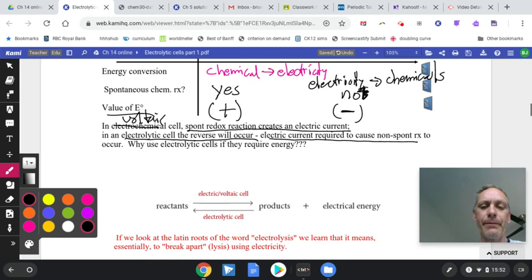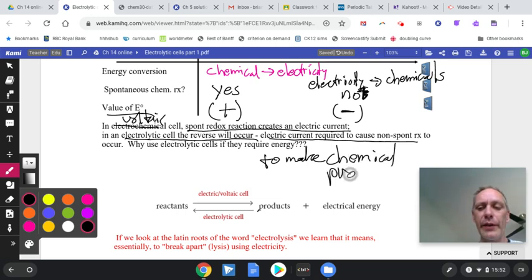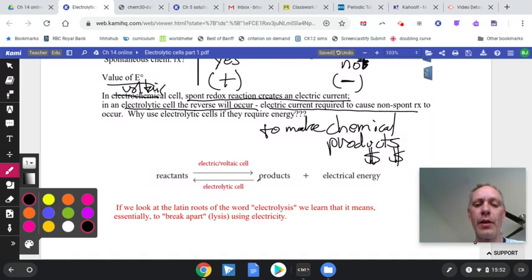Why use them? Well, the reason you would use an electrolytic cell is to make products, okay, to make stuff. So they use up energy, but they make a lot of useful products that are worth a lot of money, as you'll see tomorrow when we look at a whole bunch of electrolytic cells and what they do.